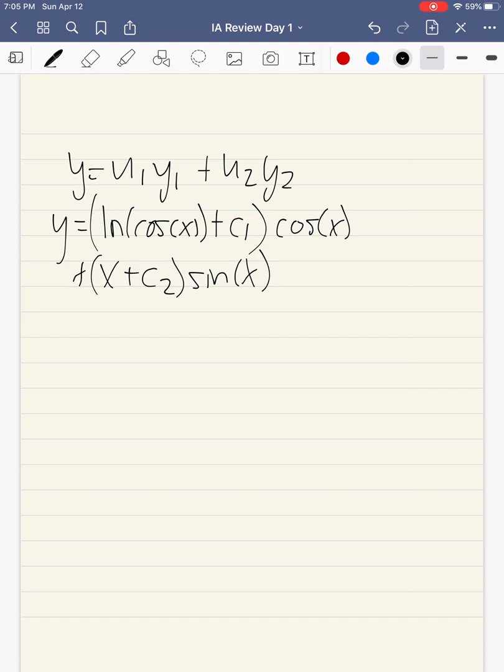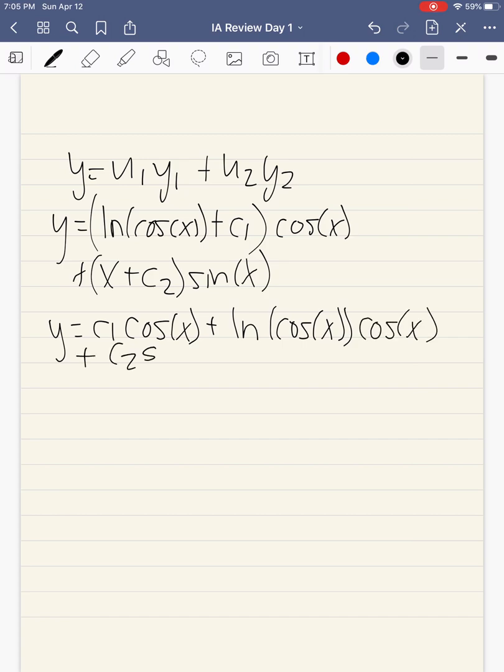I can go ahead and distribute. It really doesn't matter, but we can go ahead and just do that. So c1 cosine of x plus the natural log of cosine of x times cosine of x plus c2 sine of x plus x sine of x. So you can see here we have this homogeneous portion. It's what we thought it was before, c1 cosine plus c2 sine. And then this comes from our variation of parameters. So this is our y_p, essentially, if we would have done undetermined coefficients here.